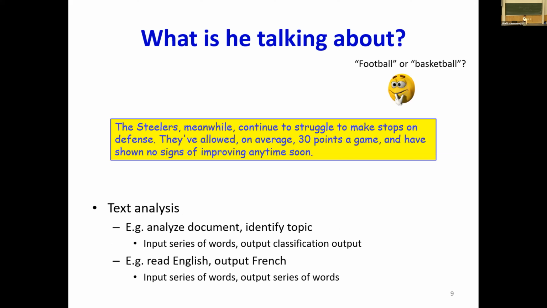What sport is it about? Is there any clue? Right? You need to know a lot about the background information to know that this is really talking about football and not basketball. This could be a really low-scoring basketball game. This could be a high-scoring ice hockey game. You really don't know, right? The only thing you know is that the Steelers are a losing team. So that's text analysis.